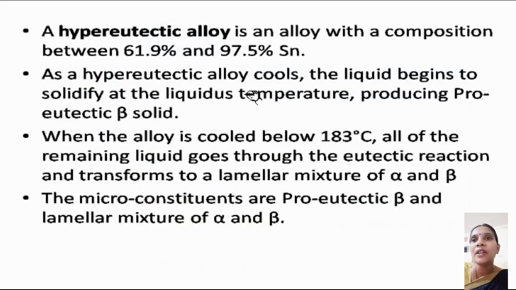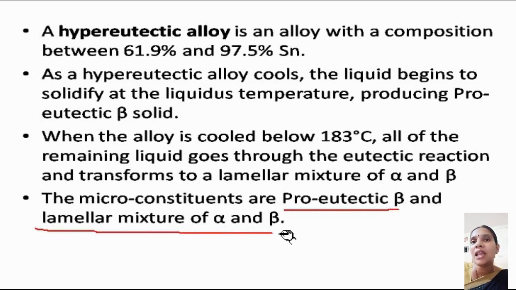Similarly, a hypereutectic alloy is an alloy with a composition between 61.9% and 97.5% tin. Similar to a hypoeutectic alloy, in a hypereutectic alloy, the microconstituents will be proeutectic beta and a lamellar mixture of alpha and beta. So, with this we are completing the discussion on a eutectic system.